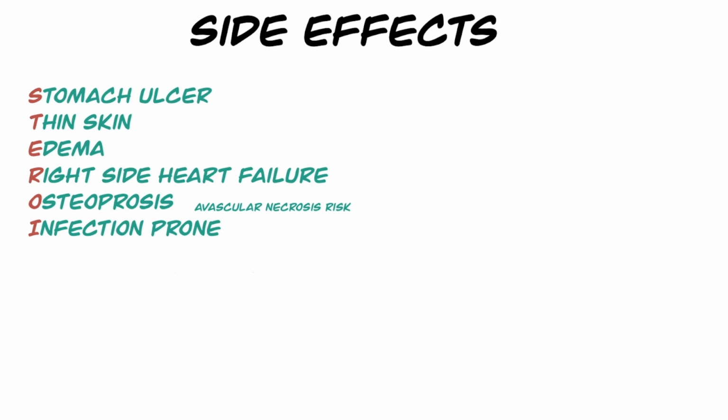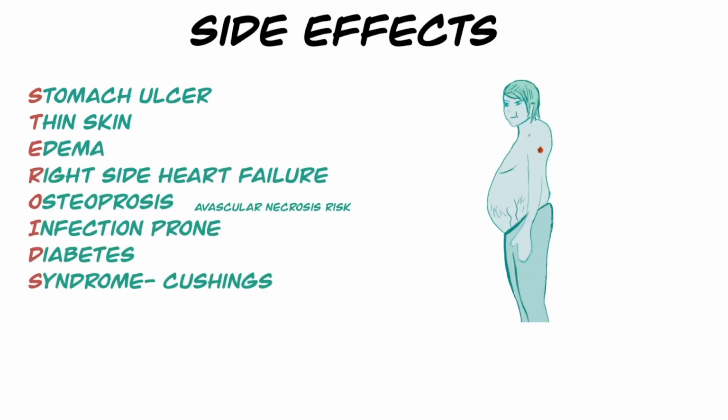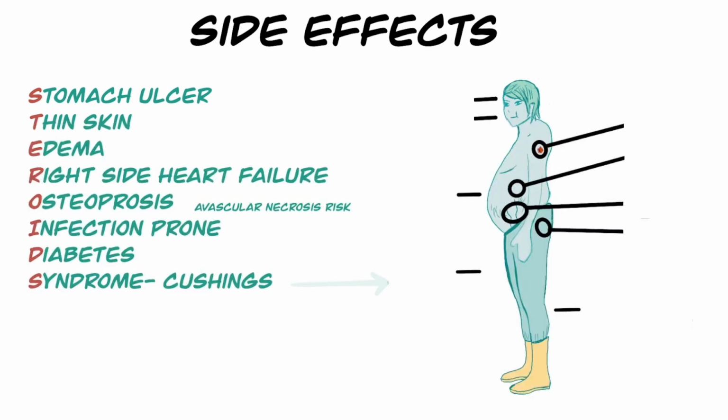I is for infections, as platelets and white blood cells increase. D stands for diabetes, as it increases glucose production. And S stands for a syndrome such as Cushing's. Cushing's is a type of disease that increases levels of endogenous steroids and can cause a variety of side effects, such as thinning of the hair, moon face, weight gain, thin limbs.